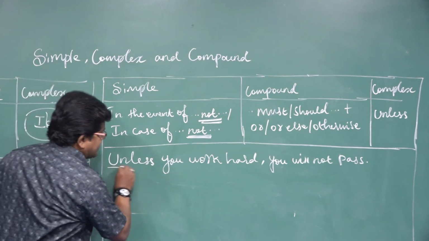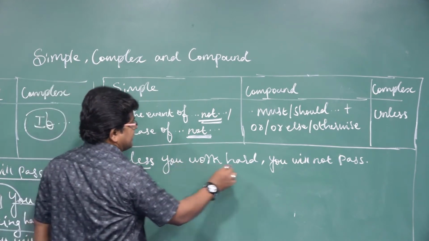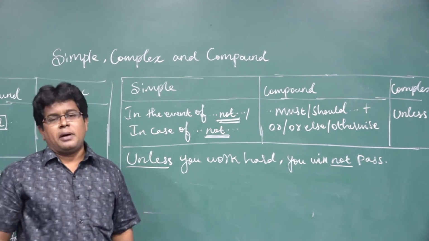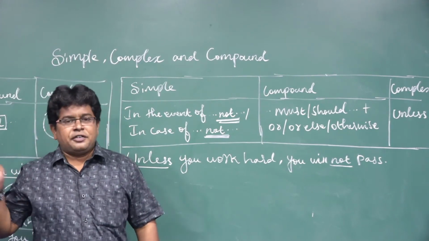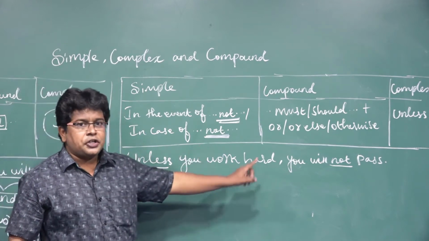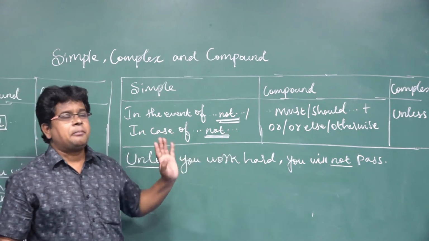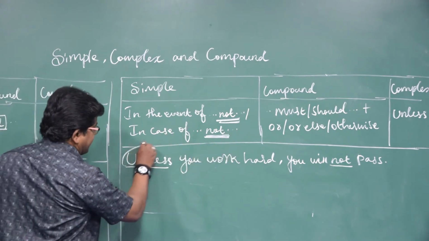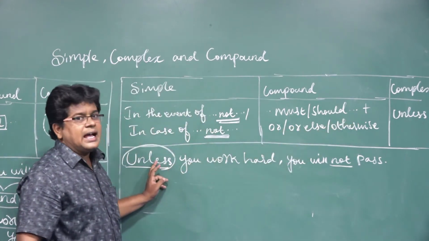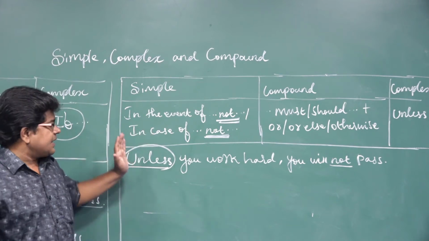See the same sentence: unless you work hard, you will not pass. Already told, whenever "unless" is there, "not" will be there. Unless you work hard, you will not pass. In the first step we have discussed, if you work hard, you will pass. But here, unless you work hard, you will not pass. So unless, where I have used in complex, unless is a subordinate conjunction.